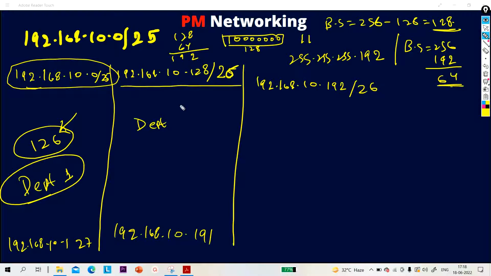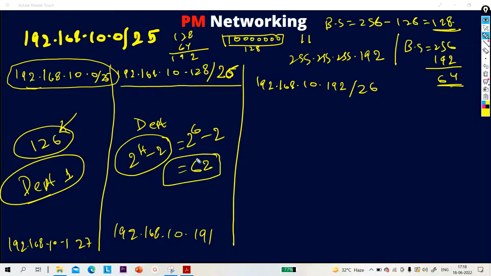In department 2 how many users can be there? The formula is 2 to the power h minus 2 to calculate valid hosts. How many host bits are there? You can see /26 means we have 26 network bits. That means we have 6 host bits. So h equals 6. So 2 to the power 6 minus 2 means 62. So you can configure 62 computers in this network, and we need 50 IP addresses for department 2. So yes, my requirement is fulfilled. So this network will be for department 2, right? This is for department 1 and this one is for department 2, right?